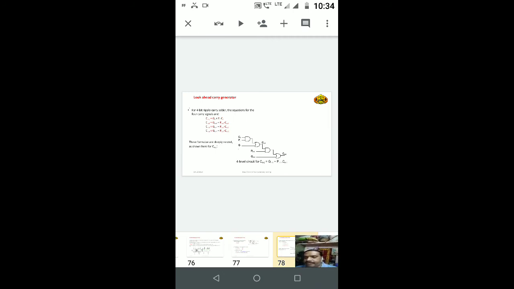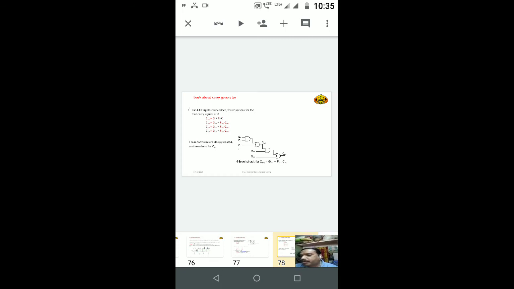Okay, in this slide this is the 4 bit carry adder. The equations for the carry signals are, so these are the equations. Here you just put the values for i from 0 to 1, 2, 3, 4.